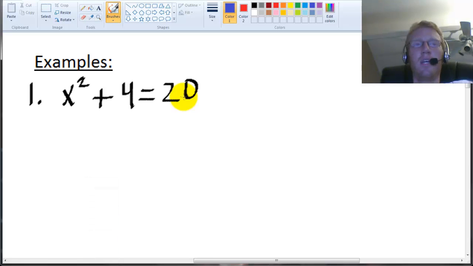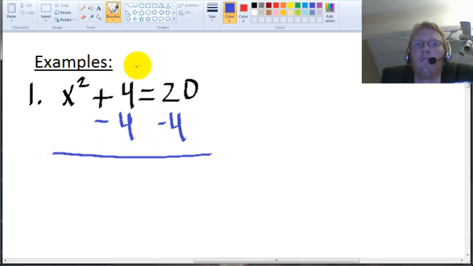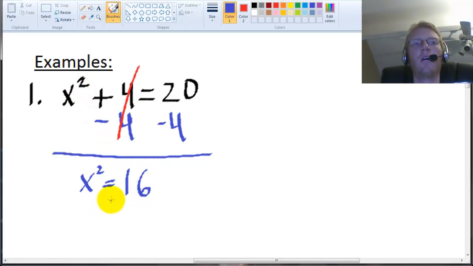Okay, step 1, get the squared part by itself. You don't want to start taking the square root until you've got the squared part by itself. So the way you get the squared part by itself is the same way you would solve any normal equation since the beginning of the year or even last year. So those 4's cancel. So you've got x squared equals 20 minus 4 is 16. Okay, now the squared part is by itself. So we want to take the square root of both sides.